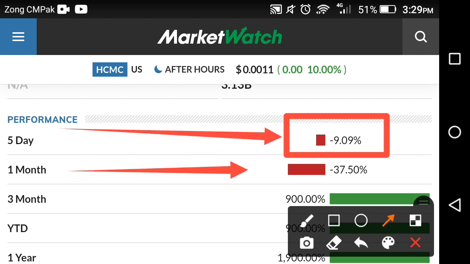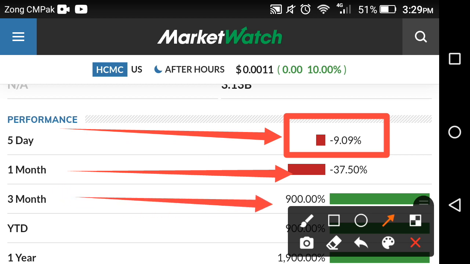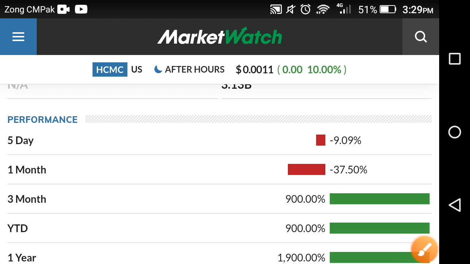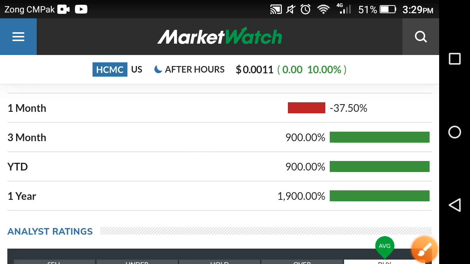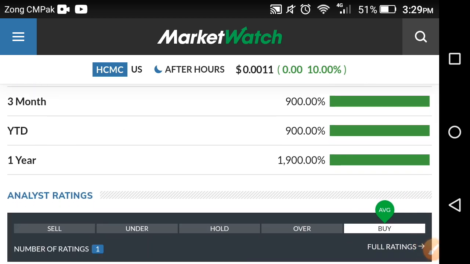And now let's see the 1 month change, negative 37.50% in the HCMC, and the 3 month is positive 900%, and so on. The 1 year is also very positive.